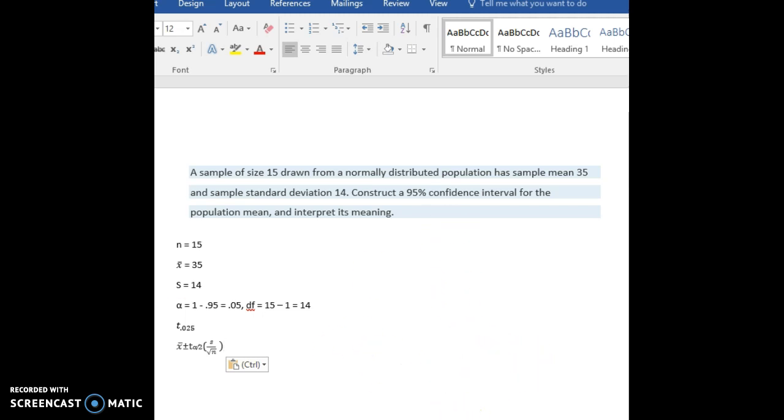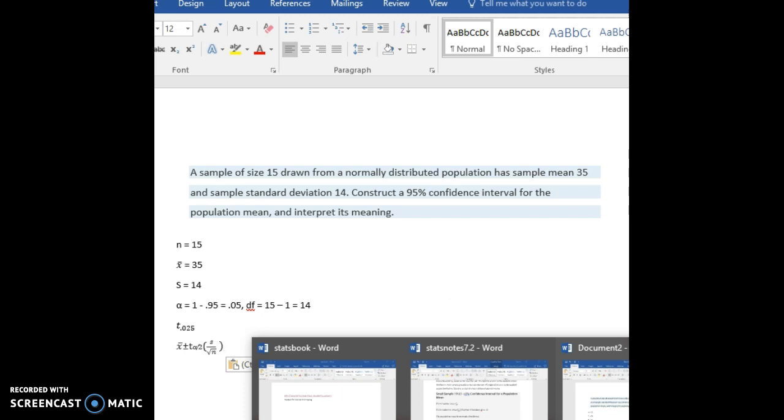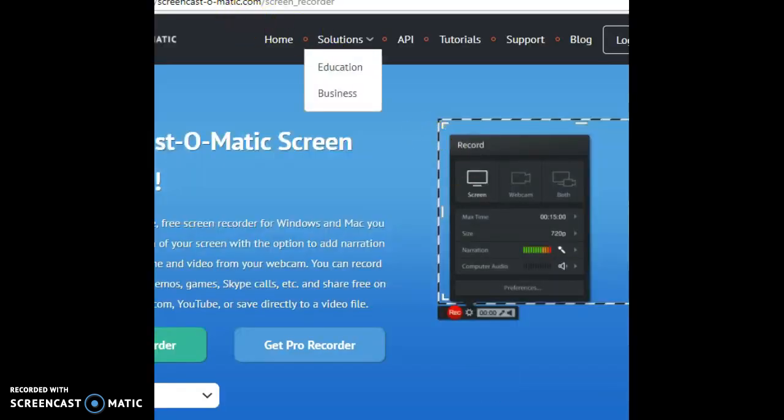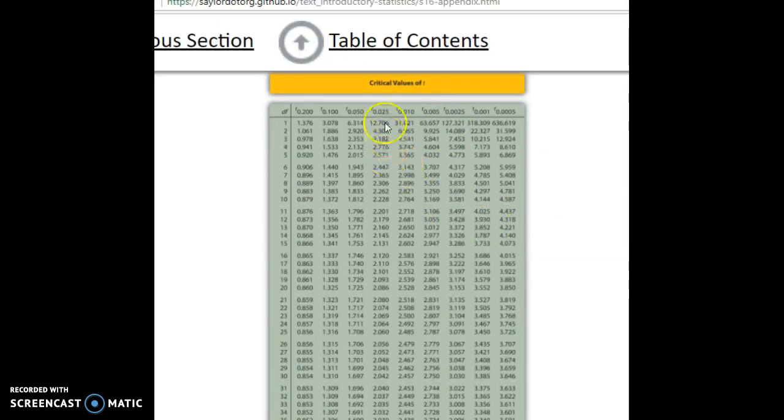So let's take a look. This chart's a little bit easier to use than the chart that we've had before. Okay, so 0.025 is right here. And then we want to go down to 14 degrees of freedom over here. So we have 2.145.